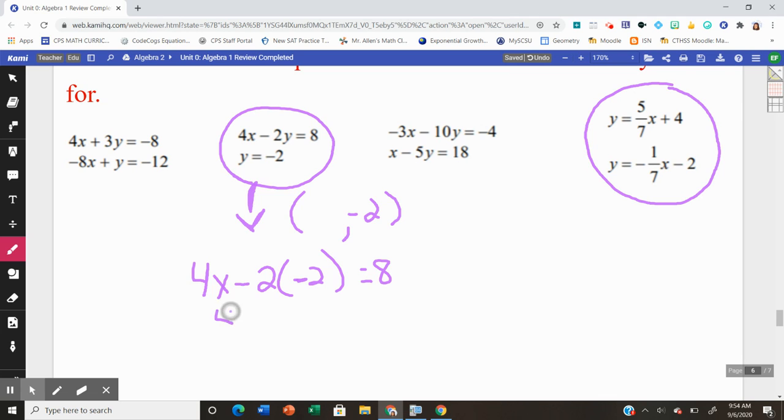So let's do a little bit of math here. -2 times -2 is going to give us a positive 4. Okay. And then I can subtract 4 and then divide by 4. So we know that x is equal to 1. So our answer for this first system of equations is going to be 1 comma negative 2. When x is 1, y will equal negative 2.